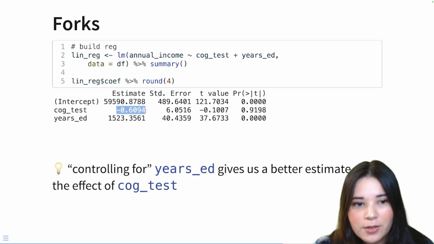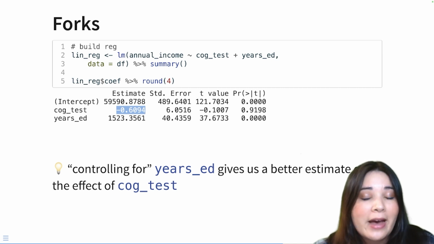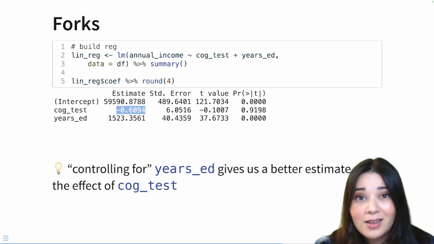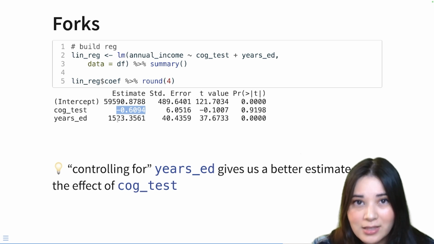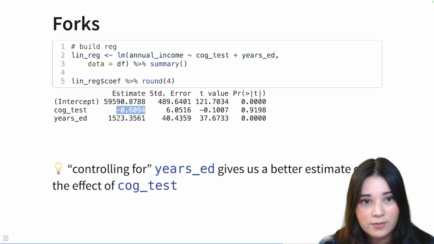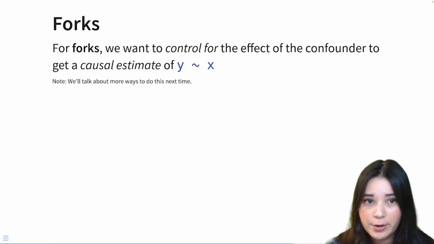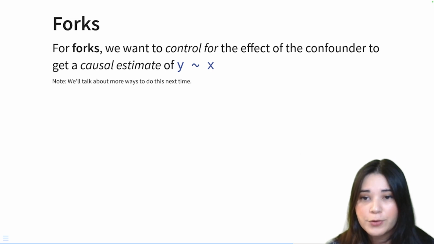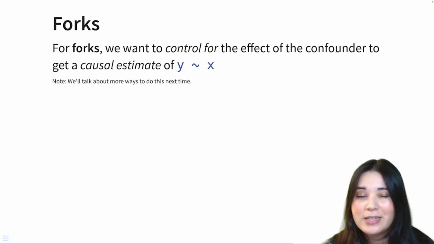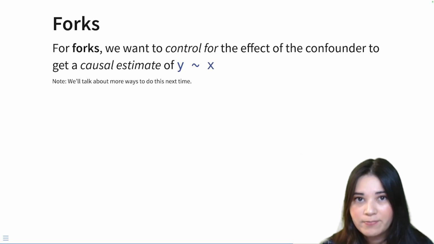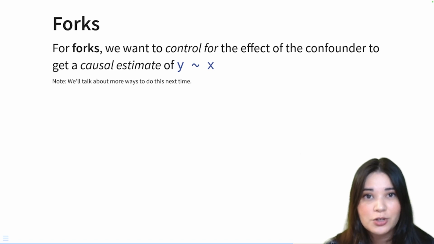You can see here that our coefficient for cognitive test scores is very, very close to 0, which we happen to know is the correct answer. Thus, if we have a fork pattern, controlling for the confounder allows us to get a causal estimate of the impact of cognitive test scores on annual income. So, in conclusion, if we see a fork pattern, we want to control for the effect of the confounder if we want to get an accurate causal estimate of the impact of X on Y. Now, one of the ways that we controlled for a variable was just adding it as a predictor to a linear regression.